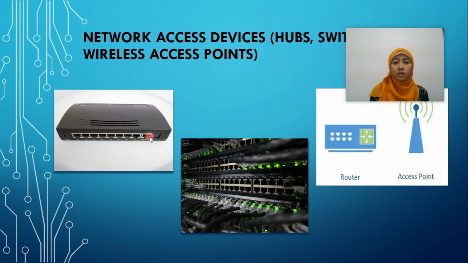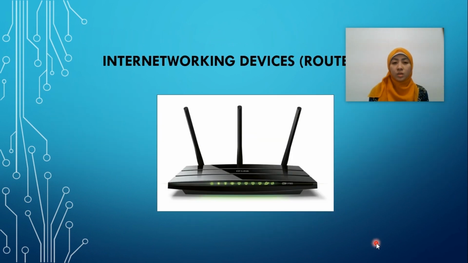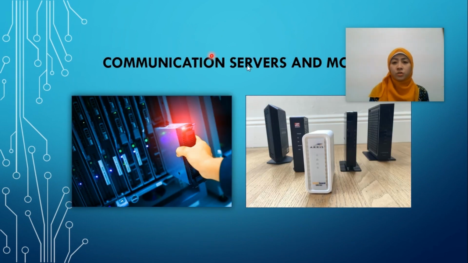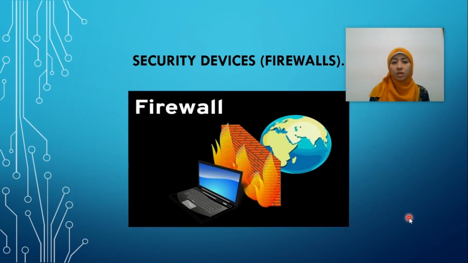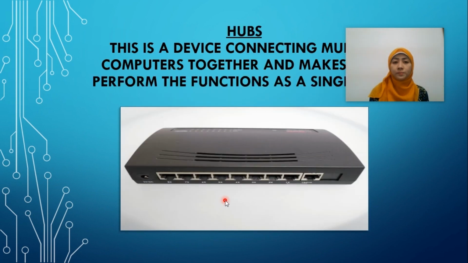Here, the network access devices are hubs, switch, and wireless access point. For internetworking devices, this is a router, communication servers, and modems. This is the server and this is the modem. And for security devices, such as firewalls, here is the firewall.